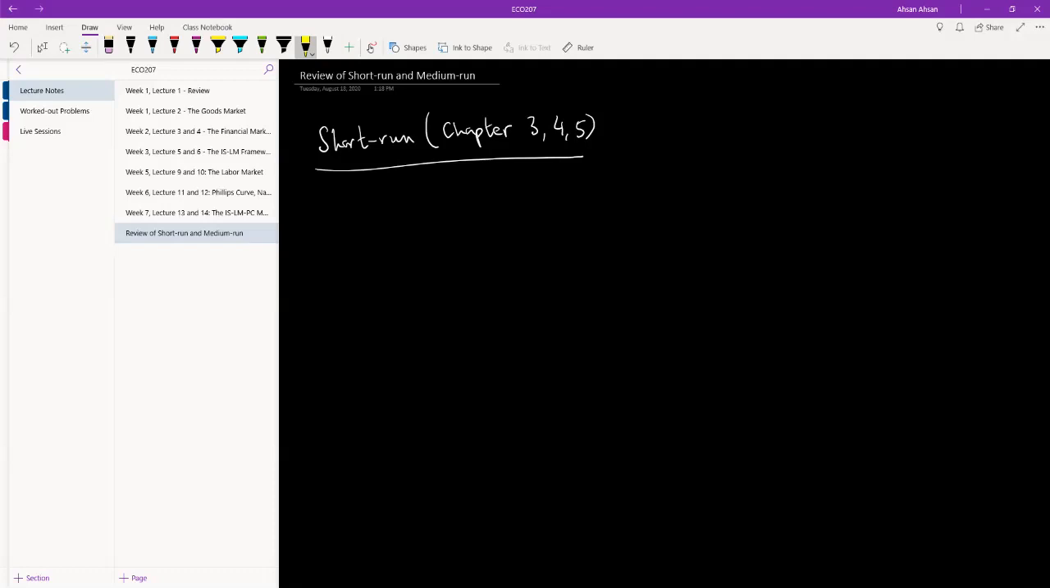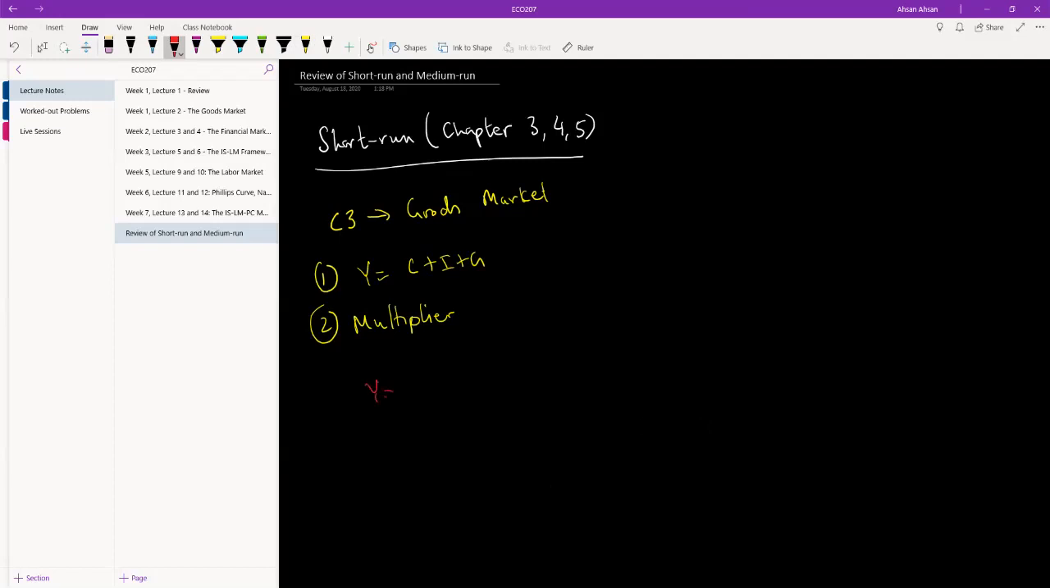Okay, so let's start very quickly with chapter 3, which was all about the goods market. The two important learning outcomes from the goods market are, first of all, this equation, Y equals C plus I plus G, and second, the multiplier. So let's talk about each of them in a little bit of detail.